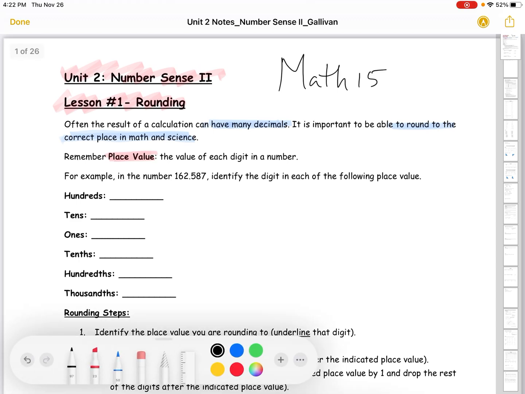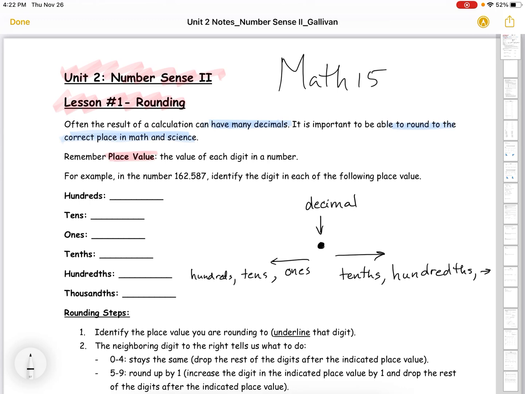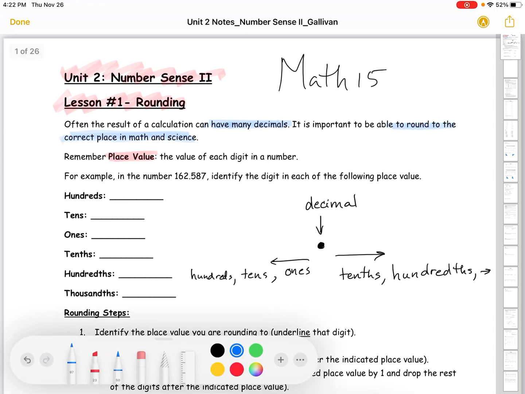Now, for each of them, the center point is the decimal. So here we're going down for the tenths and then the hundredths, etc. And in this direction, we're looking at the ones, the tens, the hundreds, etc. So the decimal is your meeting point. Let's take a look at this number here.